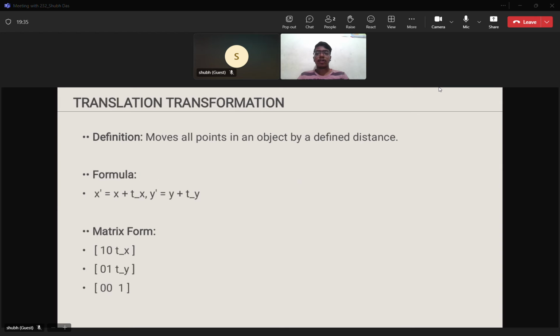Let's move on to translation transformation. Translation is a transformation that moves every point of an object by a certain distance. This is like shifting an object without rotating or resizing it. So translation simply moves an object along the x and y axis. Its formula is x dash equals x plus tx, y dash equals y plus ty, where x dash and y dash are the new position of a point after translation.